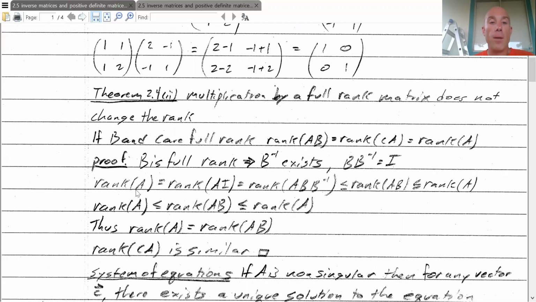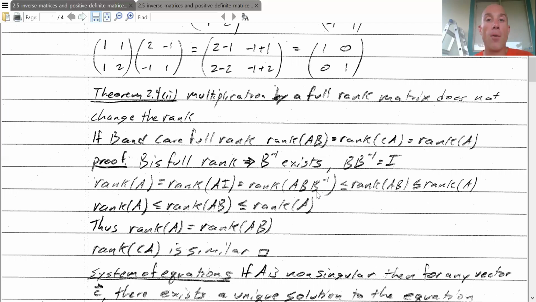Well, the rank of A is equal to the rank of A times the identity, right? Because multiplying by I does nothing. So A times I is the same as A. If A times I is equal to A, then the rank of A is equal to the rank of A times I. Well, I is the same as B times B inverse. So the rank of A is equal to the rank of A times B, B inverse.